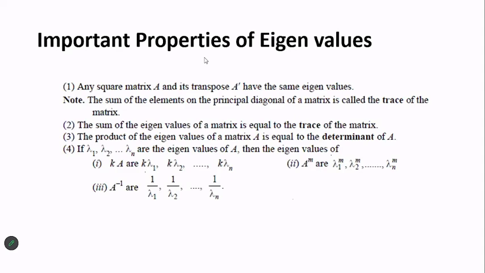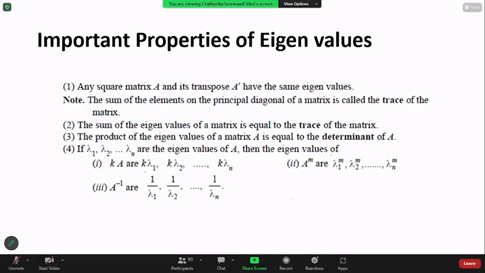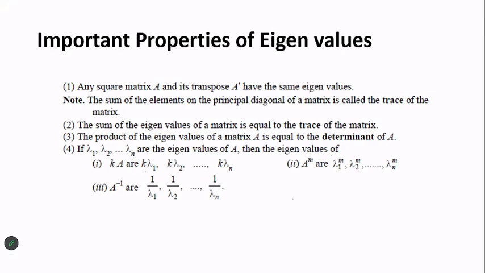Extremely sorry for the disturbance. Anyway, last week I described some of the important properties of eigenvalues. There we discussed the first property: if we have a square matrix A, and if we know the eigenvalues of that matrix, then the eigenvalues of the transpose of that matrix are the same, right?